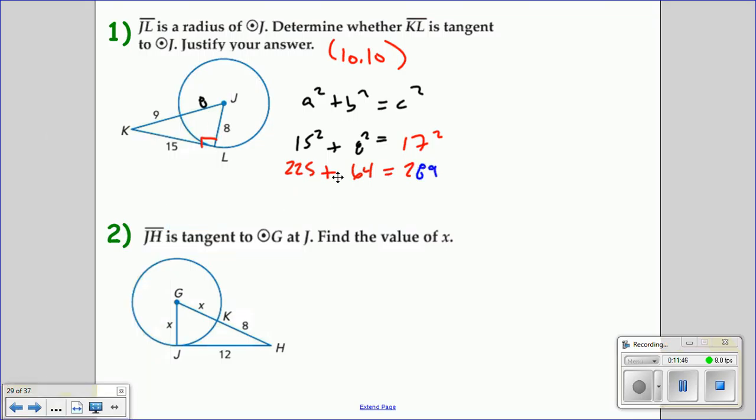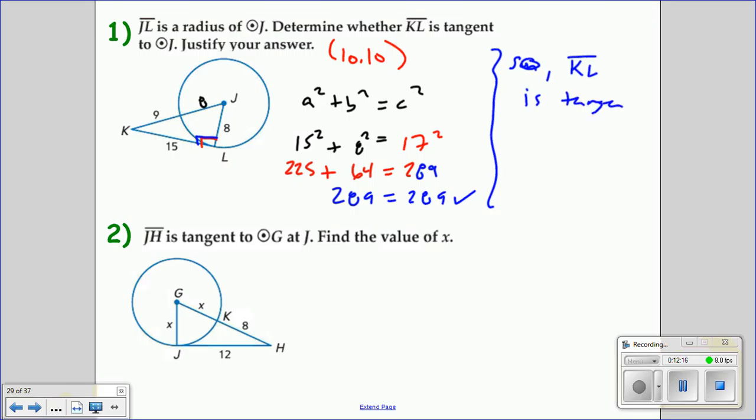Alright, and 225 plus 64 does equal 289. So yes, it is a right triangle. Thus, this is a right angle in that corner. So we can say that yes, KL is tangent to circle J.